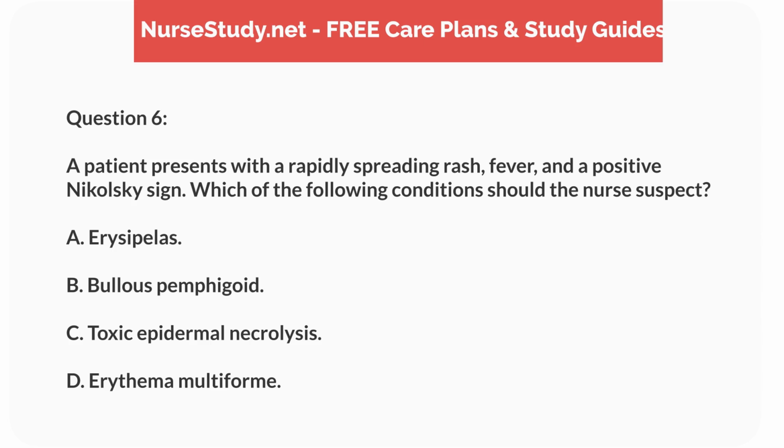Question 6. A patient presents with a rapidly spreading rash, fever, and a positive Nikolsky sign. Which of the following conditions should the nurse suspect? A. Erysipelas. B. Bullous pemphigoid. C. Toxic epidermal necrolysis. D. Erythema multiforme.